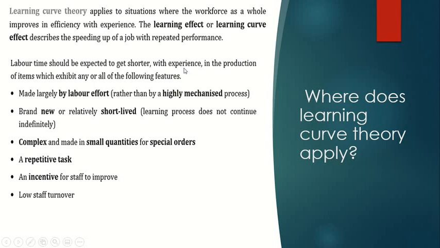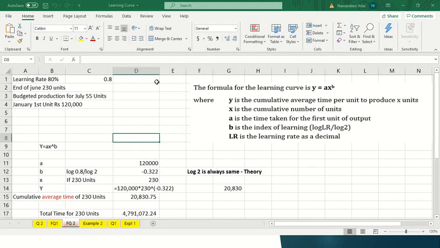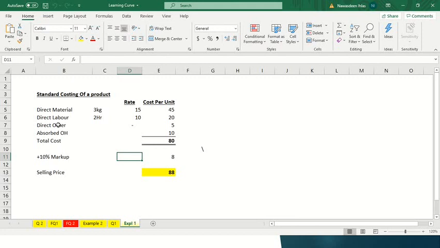So here I'll take a practical example. Here you can see why learning curve theory is important. I have taken one example, the standard cost of a product. So you can see how we are computing a standard cost of a product.